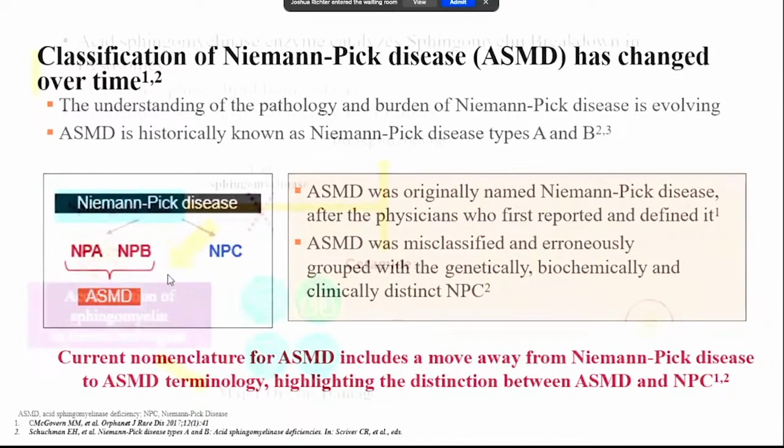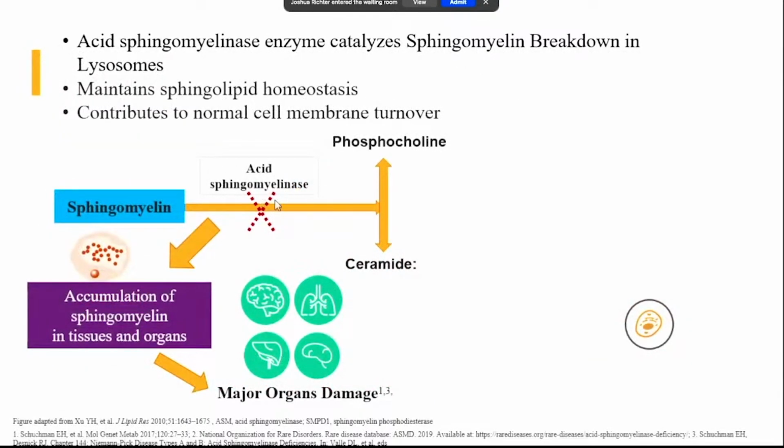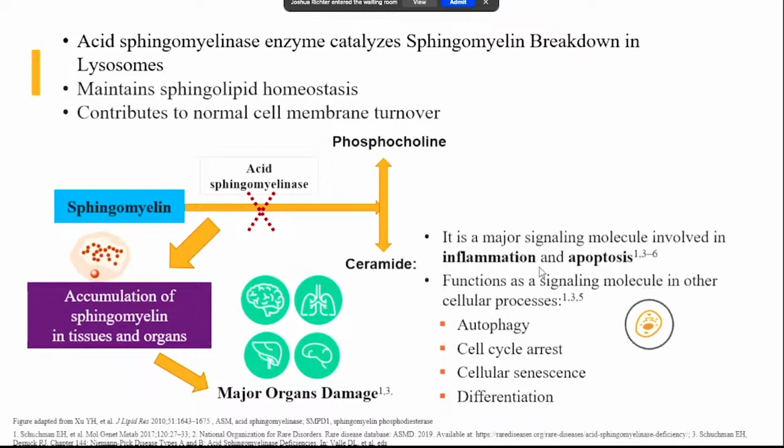So, if there is a problem in the sphingomyelinase enzyme, it will lead to accumulation of sphingomyelin, mainly in very vital organs like the spleen, liver, brain, and lung. This will damage the tissue and cause all the manifestations of Niemann-Pick disease. Also, ceramide will be reduced. Ceramide is very important in inflammation and apoptosis. It functions as a signaling molecule in other cellular processes like autophagy, cell cycle arrest, and differentiation.